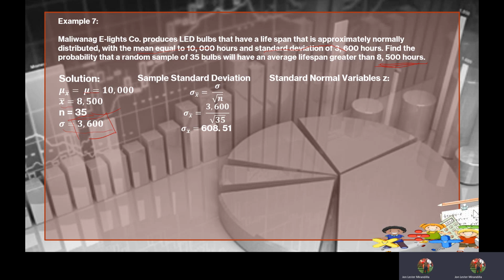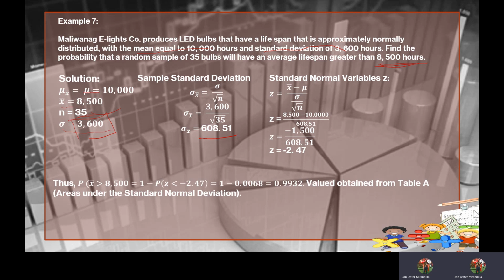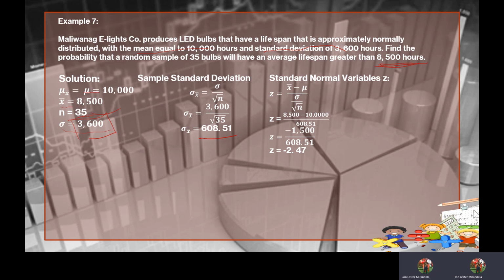Next, kailangan natin makuha yung sample normal variable z. Same formula. Z is equal to x bar minus mu divided by sigma divided by square root of n. Our x bar is 8,500 minus our mu or population mean is 10,000 divided by our sample standard deviation, 608.51. So, negative 1,500 divided by 608.51. So our z-score now is negative 2.47.